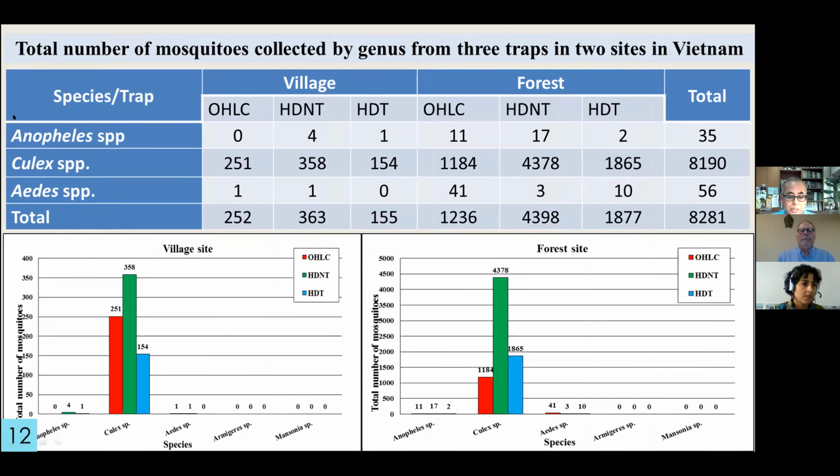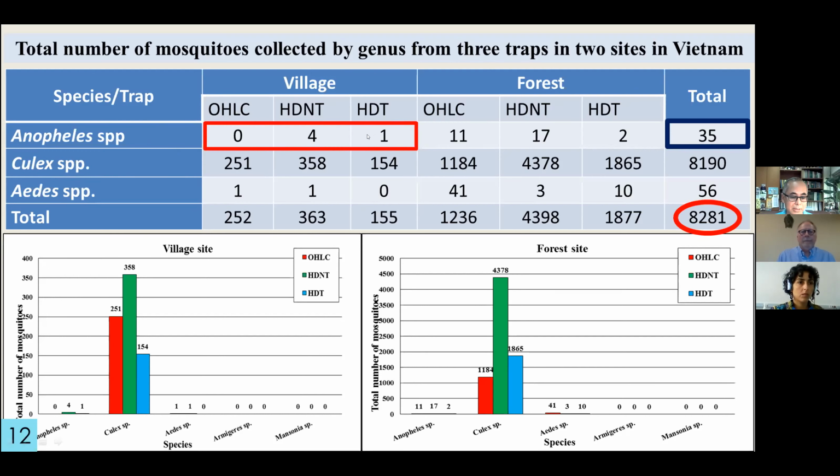This slide shows the total number of mosquitoes collected by genus from the trap in Vietnam. I was very surprised because we got 8,281 mosquitoes from Vietnam. Of these, only 35 mosquitoes belong to the Anopheles genus: 5 were from the village, and 30 were captured from the forest, as you can see from the slide.